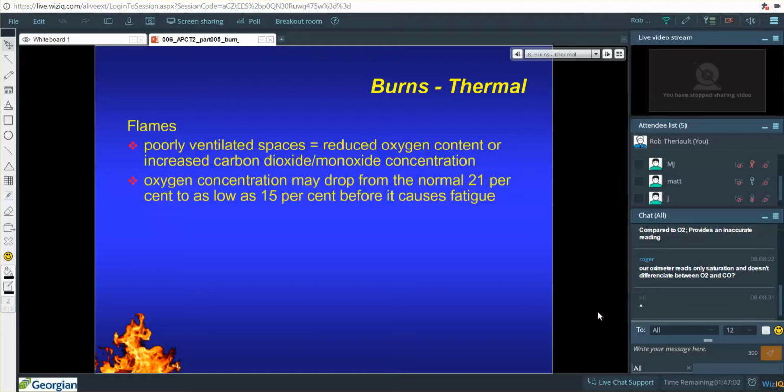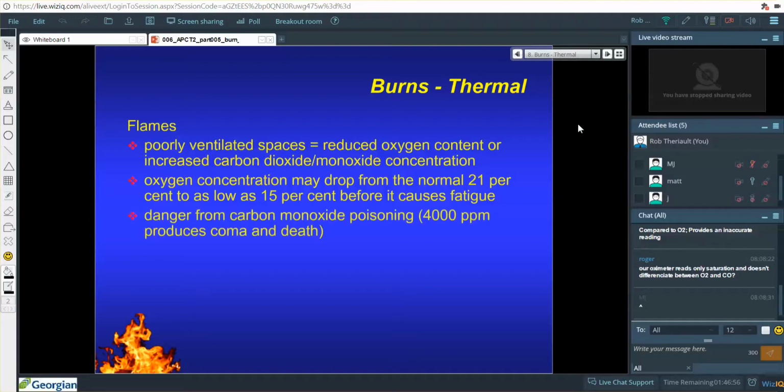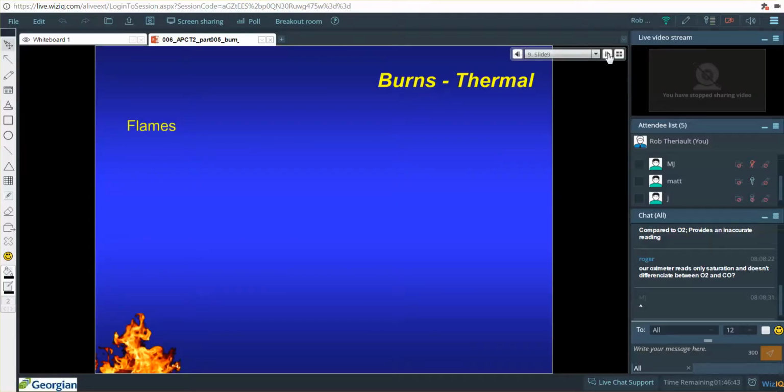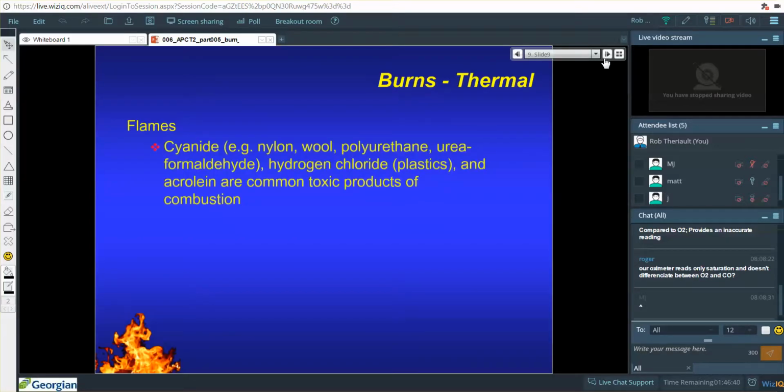So oxygen concentrations can drop from 21% to 50%, and that can cause fatigue and loss of consciousness. Kind of the critical level, the threshold level of CO for poisoning, is about 4,000 parts per million, and the fire department can come and measure those levels. But I think most services now carry an ambient CO detector on one of their kits. Do they carry those in Toronto? No, eh? Okay.